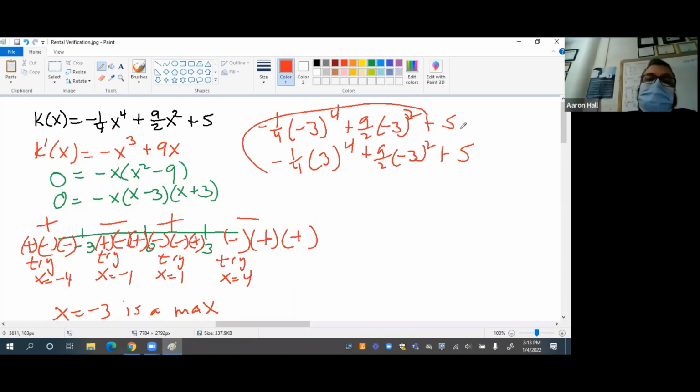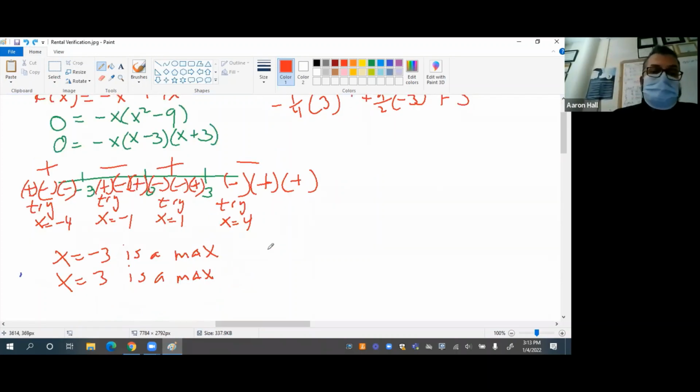Which one is going to give me a higher y value? It's the same, because this is to the power of 4, which is going to make it positive. This is squared, which is going to make it positive. So they're going to be the same. So we can actually have two global maxima. If they're both the same, we're going to say both of these are global. So x equals -3 and x equals 3 are both global.